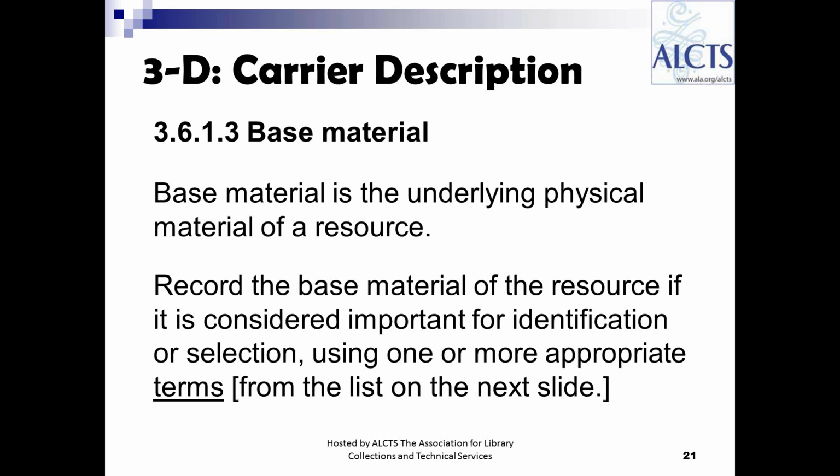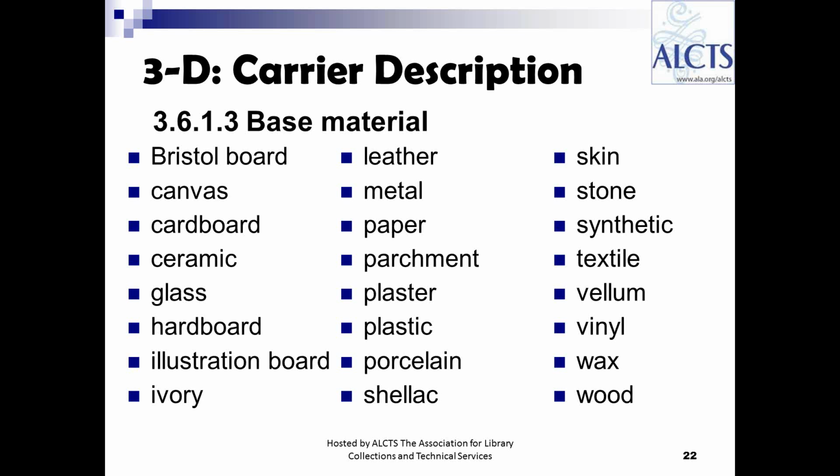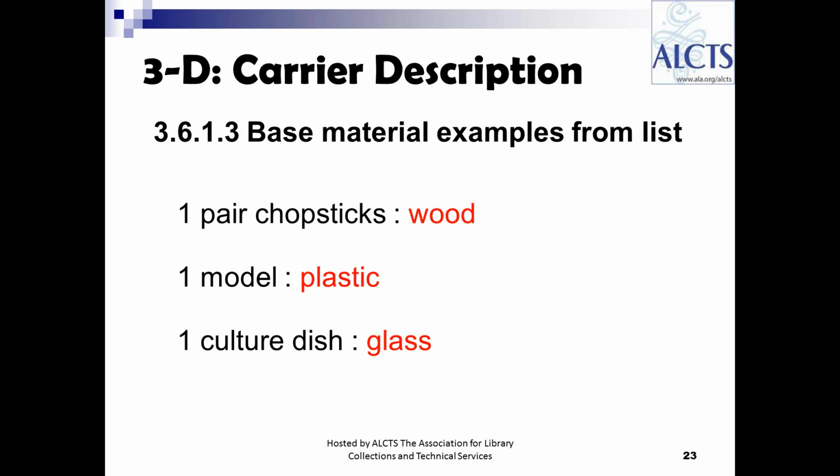Base and applied material seem to me to be described in RDA more in terms of still image content than three-dimensional forms. Base material is defined as the underlying physical material of a resource. RDA says to give one or more terms for base material if important for identification or selection, which would be true for most three-dimensional objects. RDA again gives a list of terms to use as shown here. Here are a few examples using terms from RDA's list.